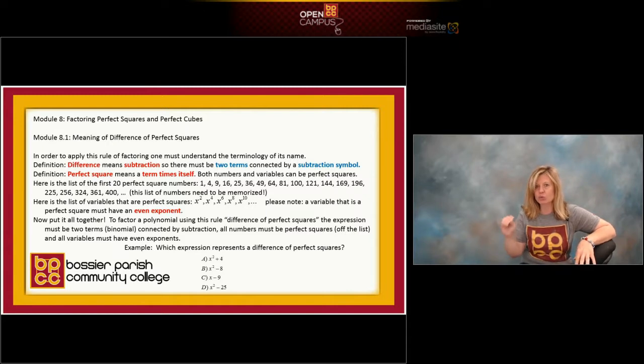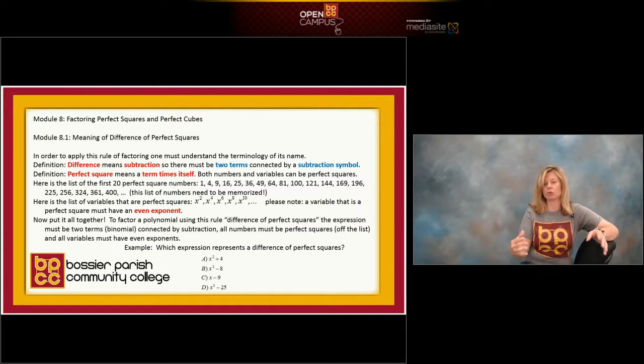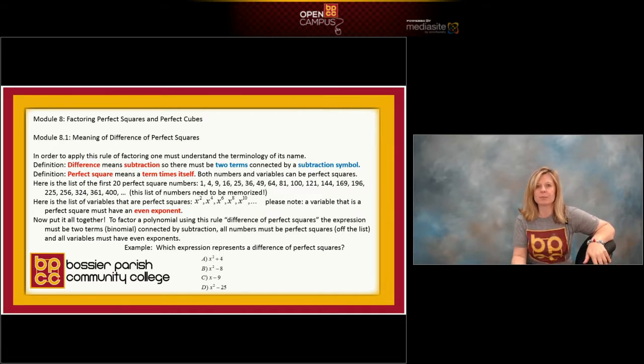The name of this rule is extremely important. It tells you what you need to have in your expression to even do this rule. So let's talk about vocabulary. What does the word difference mean? Well, from 1st and 2nd grade math, difference means subtraction. If I want to find the difference between 3 and 2, I'm subtracting them.